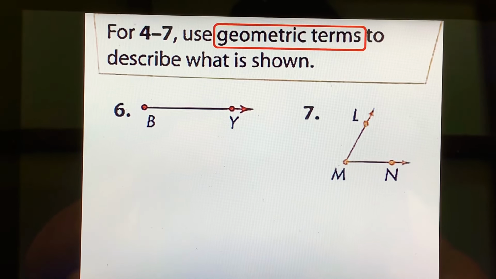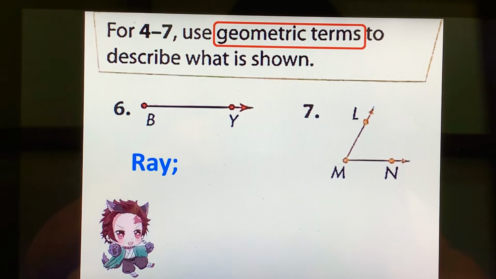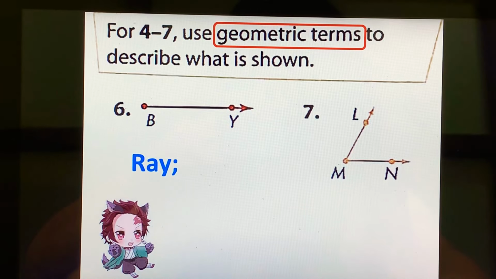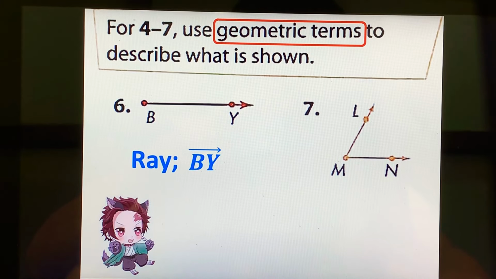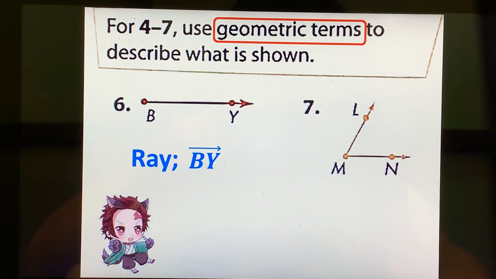Right. It's a ray. Number 6 is a ray. How do we label it? Ray BY. 怎么记呢？就是要一个单箭头，然后下面也是写2个的英文字母。Number 7. What is it?